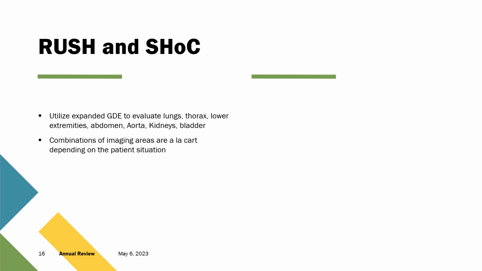Another situation that you would expand this to would be an evaluation of the abdomen with perhaps an EFAST exam if you were concerned about a patient having trauma and having a ruptured aorta or an abdominal bleed or something like that. You can extend it to the kidneys to evaluate for kidney presence, function, any leaks out of the kidneys, or the same thing with the bladder. So your RUSH and your SHOC are just extensions of a GDE with a la carte selection of lungs, thorax, lower extremities, abdomen, aorta, kidneys, and bladder.